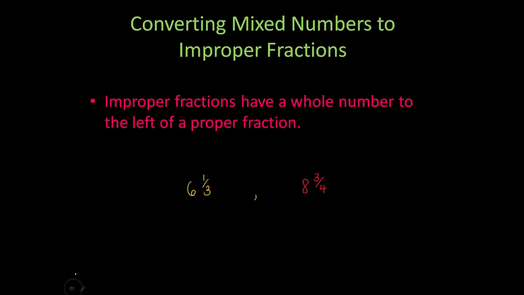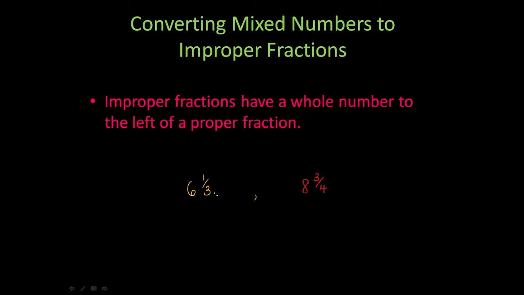First, we must note that mixed numbers have a whole number to the left of a proper fraction. So this is how it looks. You have this whole number and then a proper fraction sitting to the right of it. So mixed numbers have a whole number to the left of the proper fraction, or you could say the whole number has a proper fraction to the right of it, right? Either way, you know that there is a whole number to the left of the proper fraction.